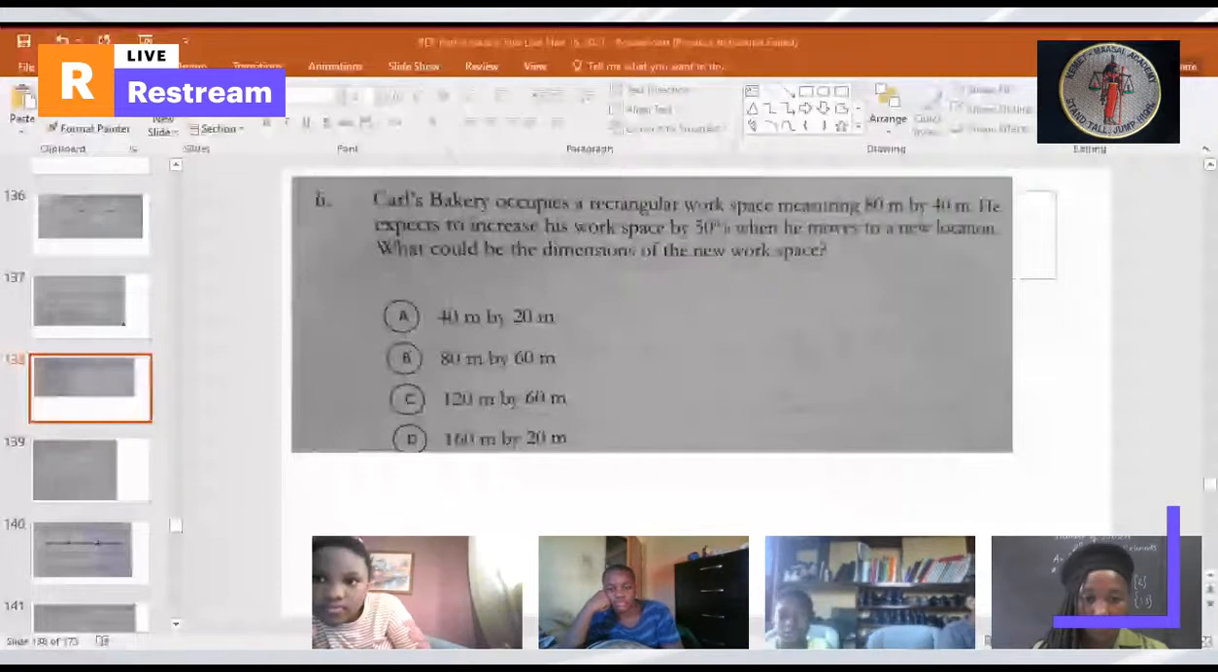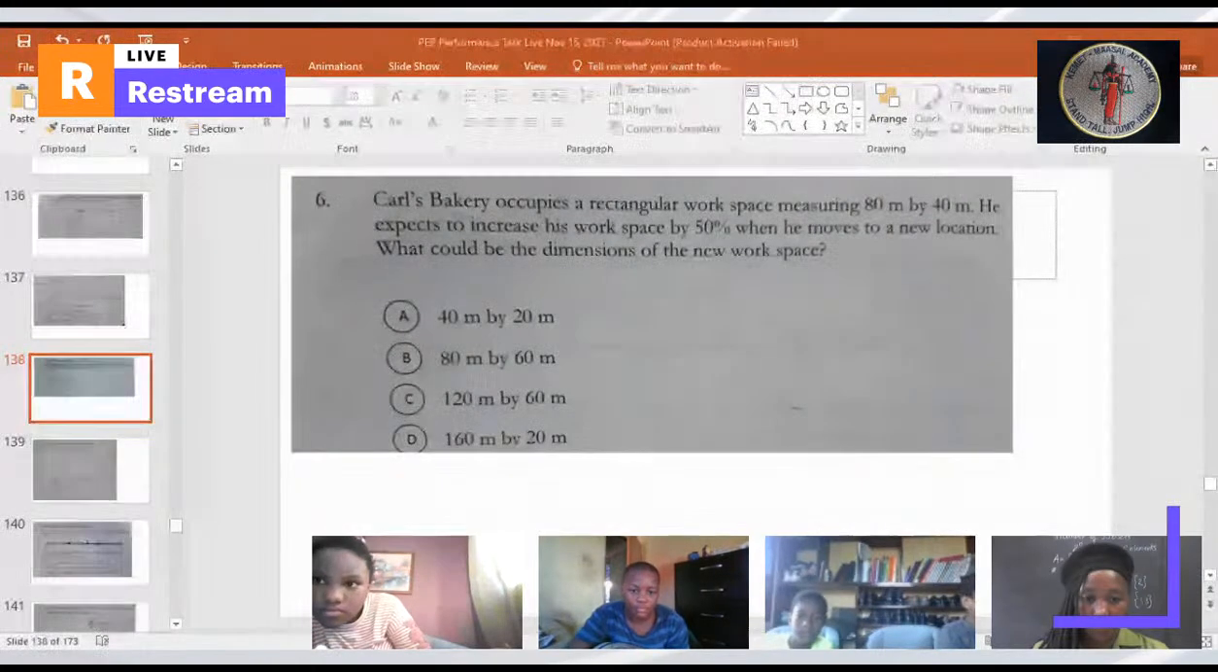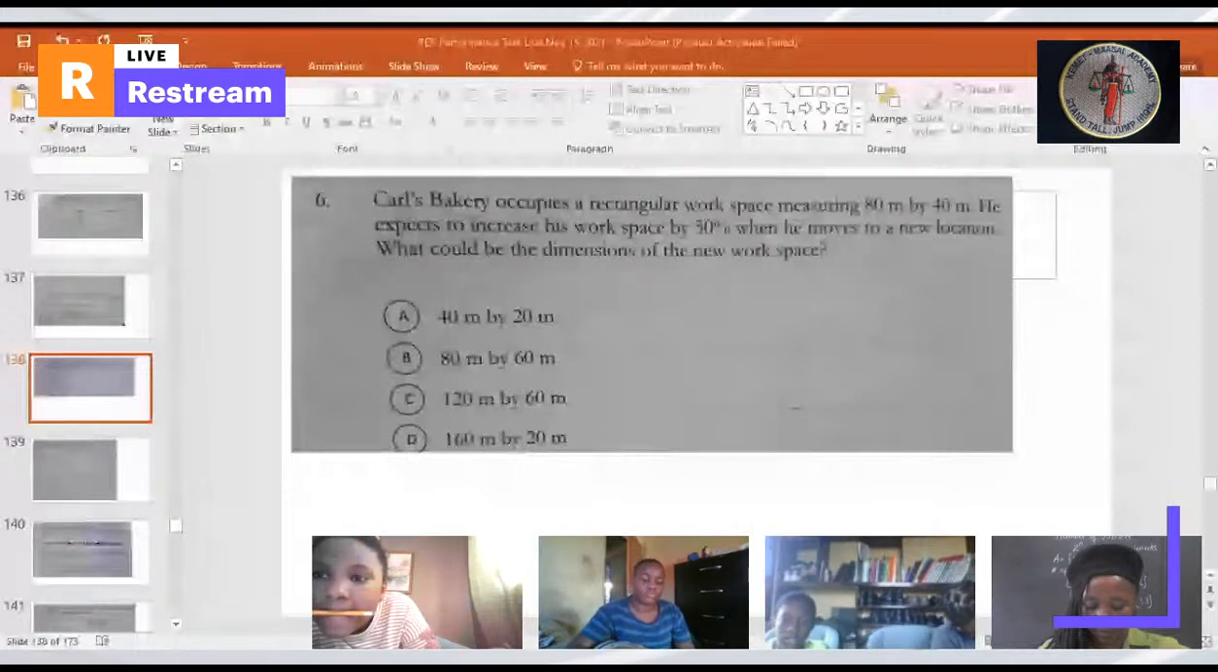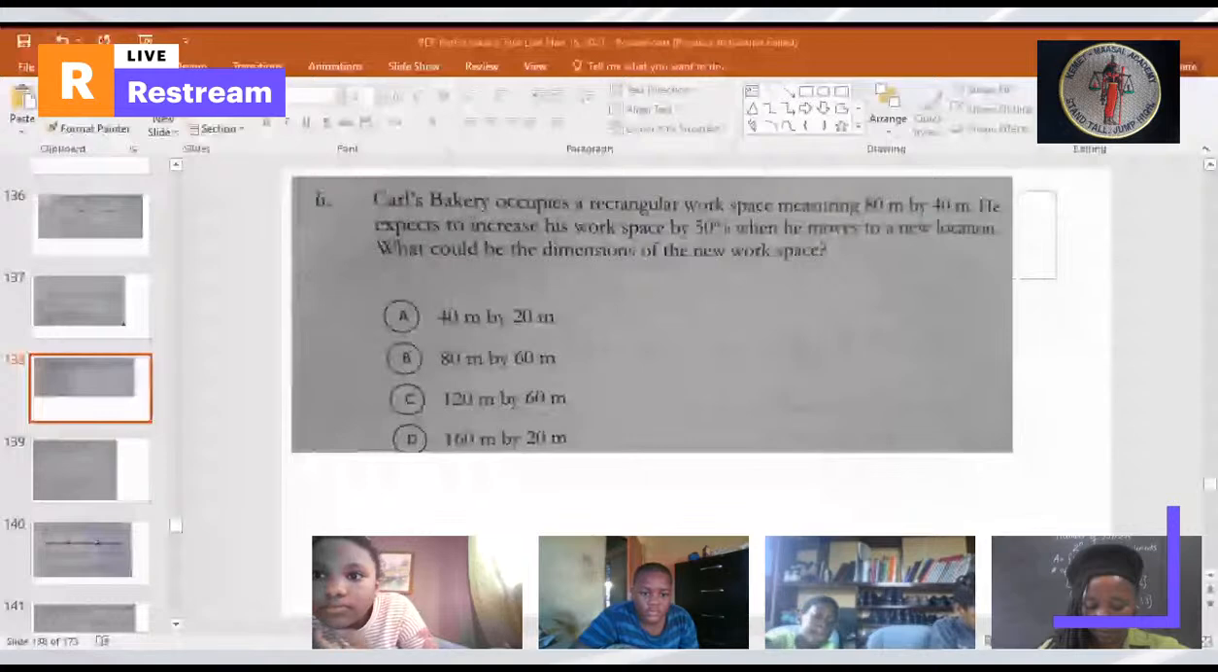So any ideas on that? Read the options, John. A, 40 meters by 20 meters. B, 80 meters by 60 meters. C, 120 meters by 60 meters. D, 160 meters by 20 meters.